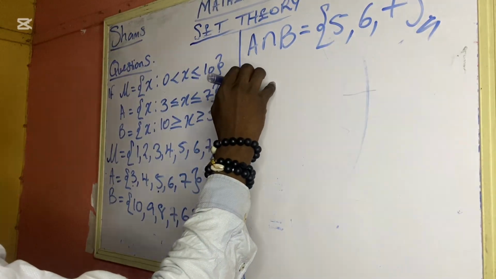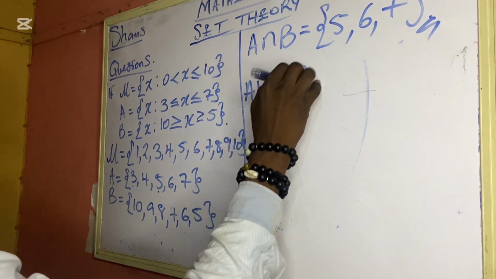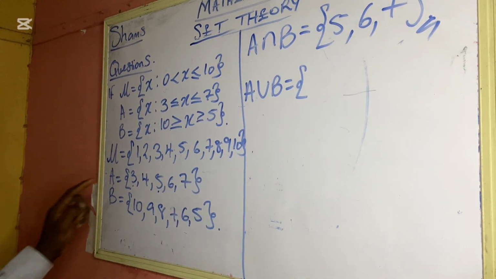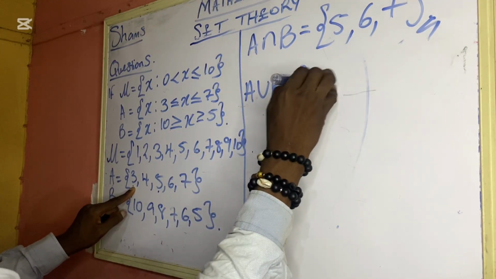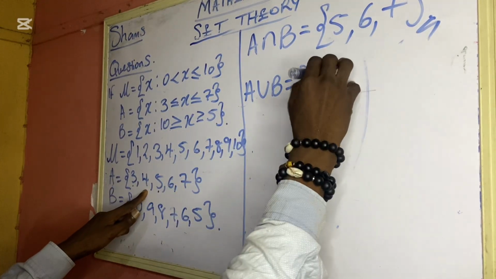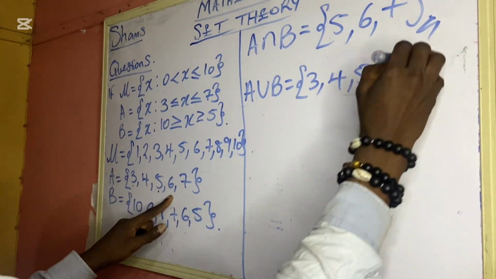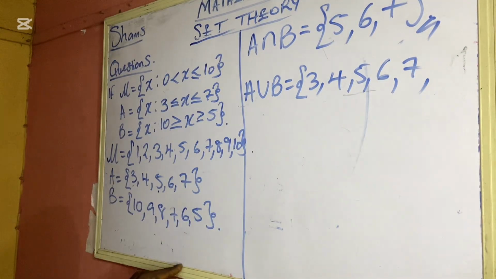Question 2 is find A union B. Now, A union B is the joining of set A and set B. So let's first write set A down: 3, 4, 5, 6, 7. Now, let's move to set B.